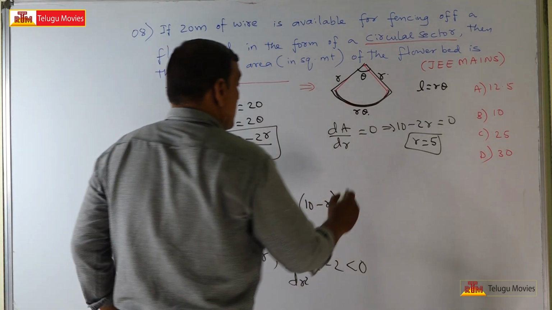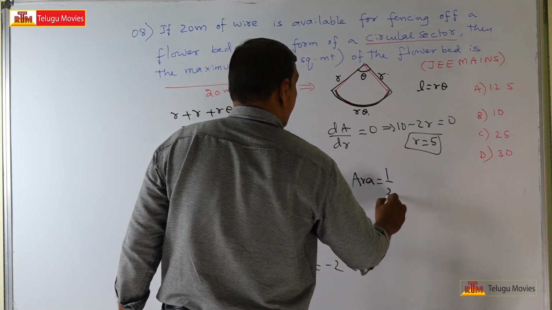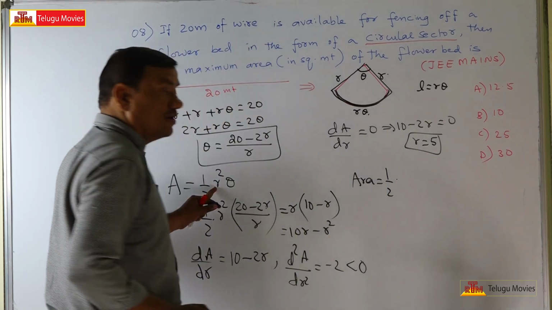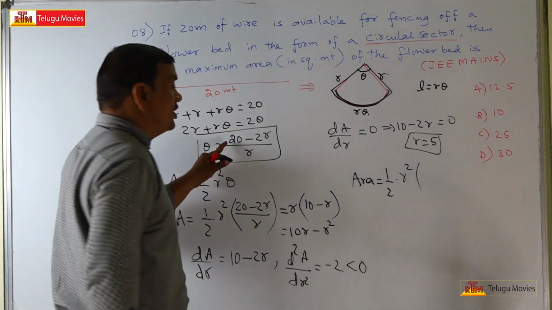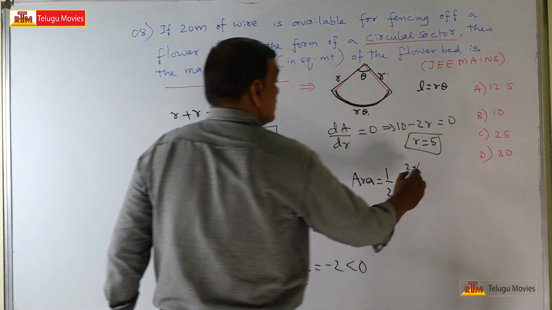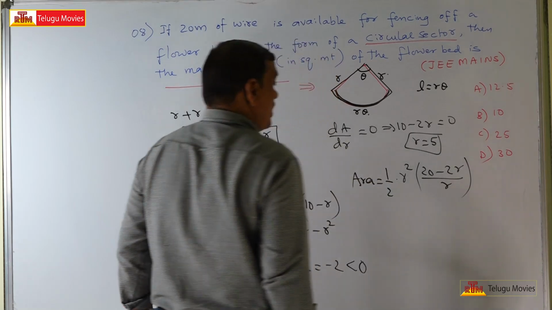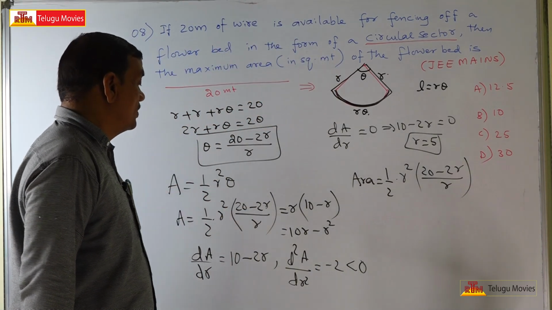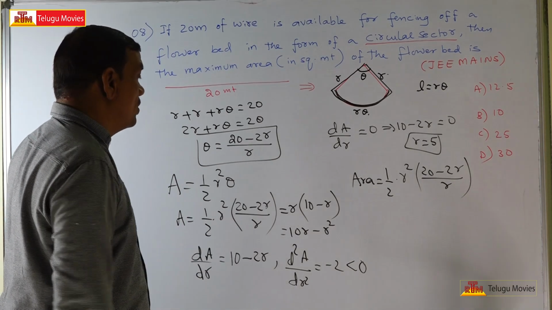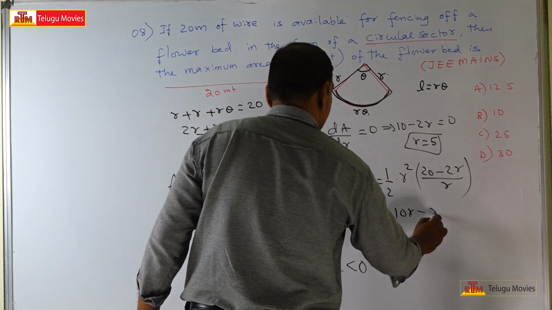Therefore, what is the area of the sector? Half into r square into theta. Write down the theta value, that is 20 minus 2r by r. So half r square theta, that is equal to, we will simplify that, 10r minus r square.